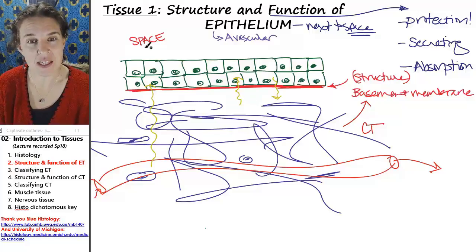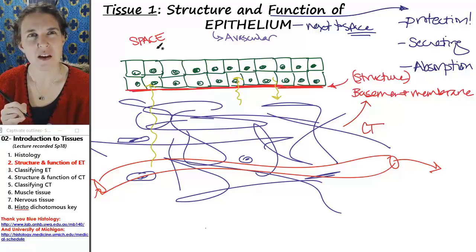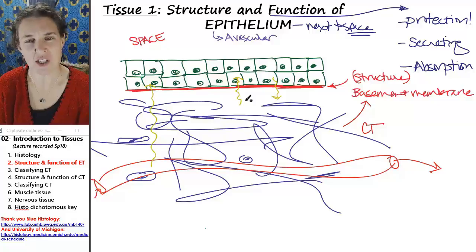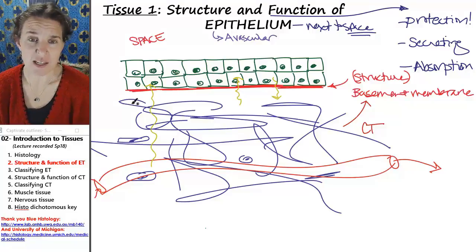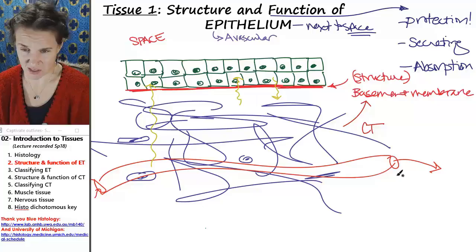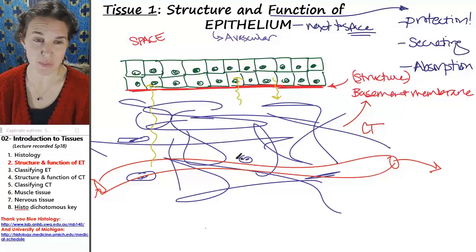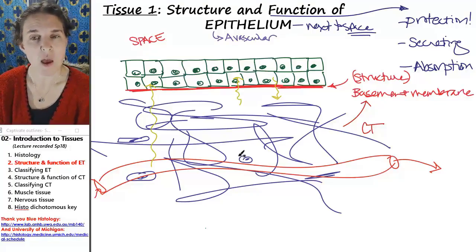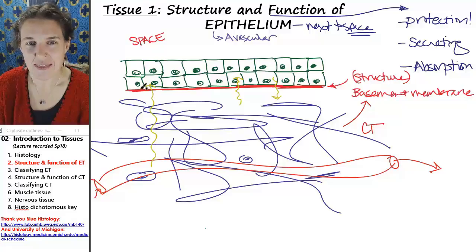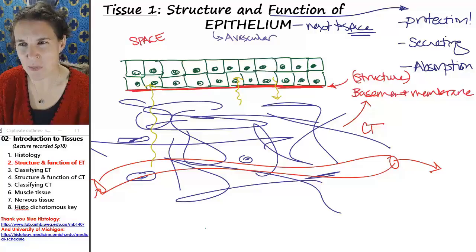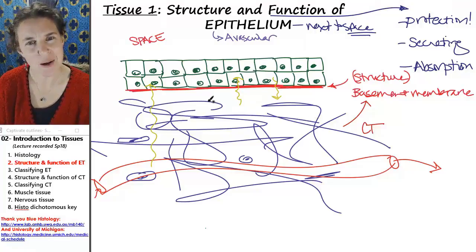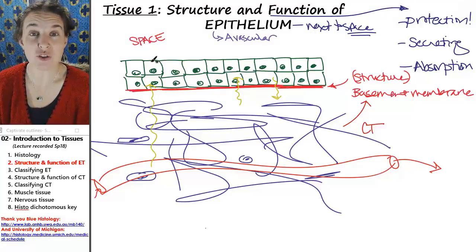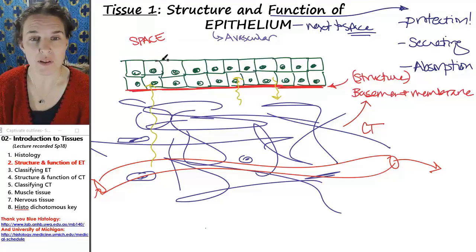Because of the, well, look at my connective tissue. Connective tissue is a mess. Connective tissue connects things and surrounds things and basically is like packing peanuts, and that's awesome. But epithelium is directional. There's a space edge and there's a basement membrane edge, right? And every epithelial tissue has this.